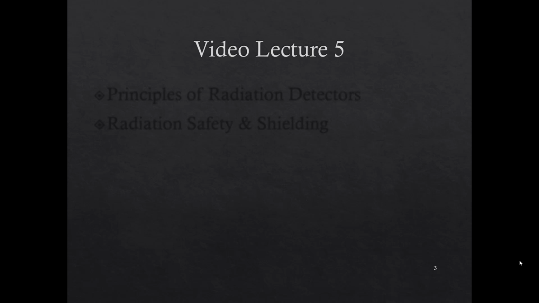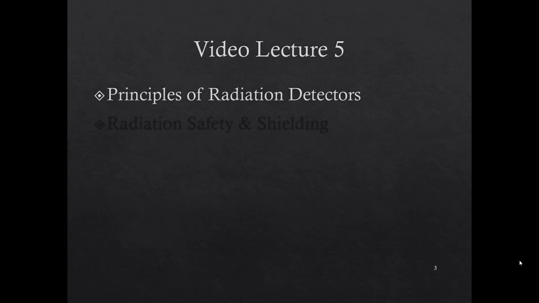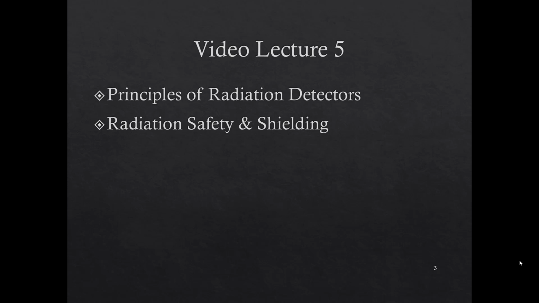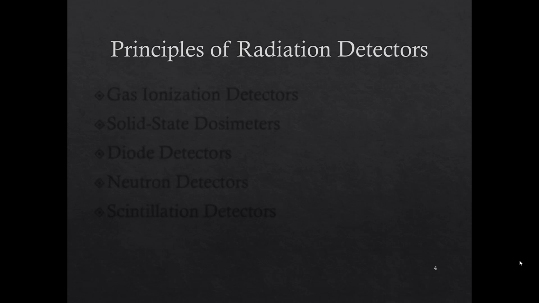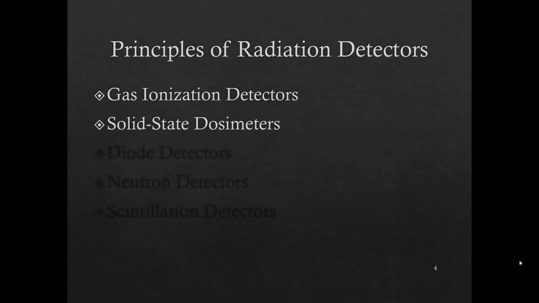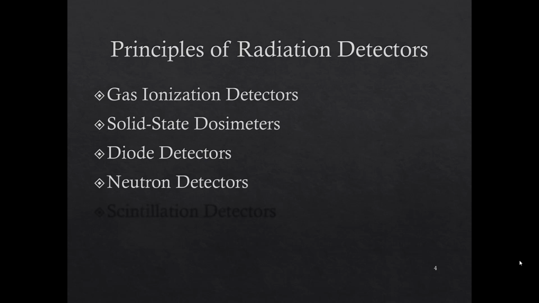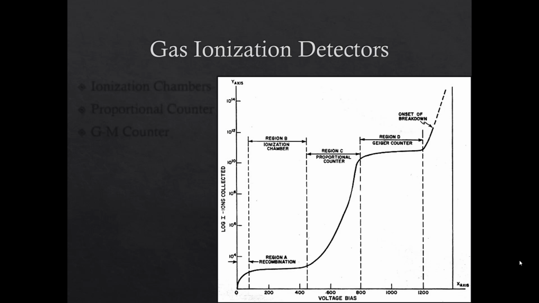In this video lecture, we'll talk about the principles of radiation detectors, as well as the radiation safety and shielding. For the principles of radiation detectors, this really could be classified in terms of the gas ionization type of detectors, solid state dosimeters, diode detectors, neutron detectors, and scintillation detectors. We'll start with gas ionization detectors.